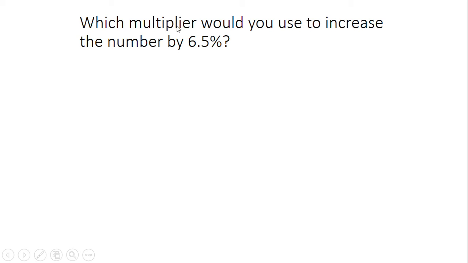Okay, so try this one. This one is one that students get wrong quite a lot because they think the multiplier is going to be 1.65. Actually, this is 100% of the original amount, adding on 6.5%. So you're getting 106.5%, which is 1.065.